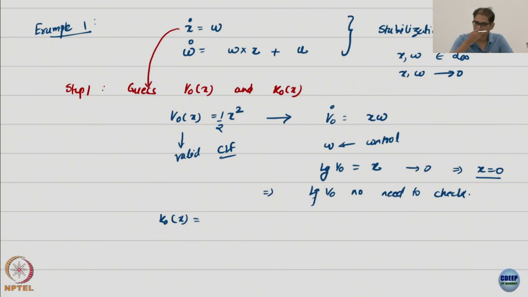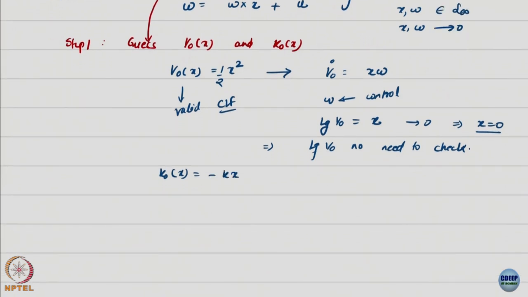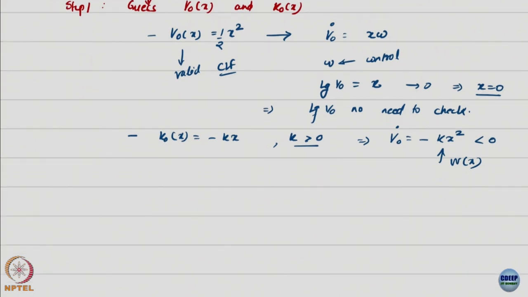Minus x. Okay, I will choose minus kx, just to keep it a little bit more general. It will work for any positive k, right? So these two are done. Okay, because this will give me V0 dot for this case as minus kx squared, which is negative definite, which is the wx we were talking about. Great. Done. Step 1 accomplished. Step 2, go to the next system, right?